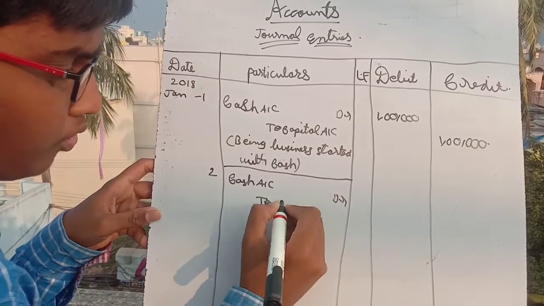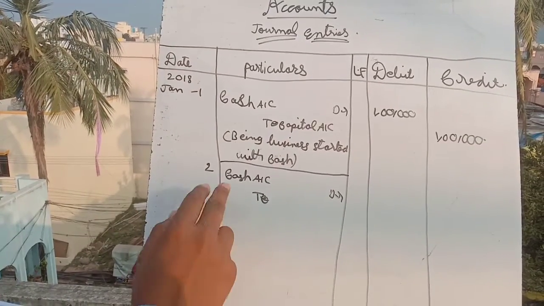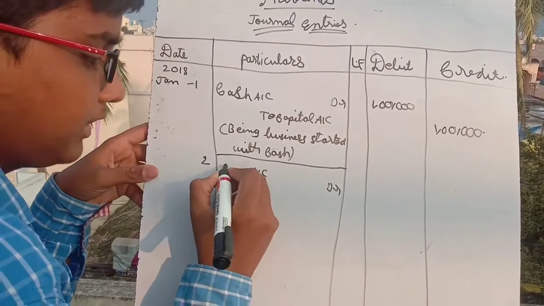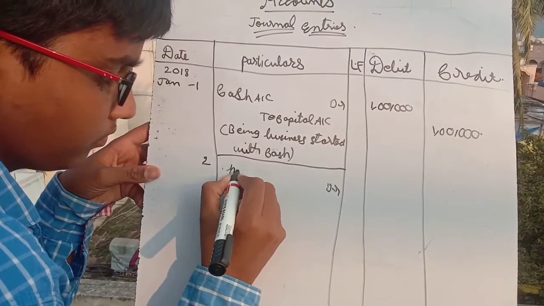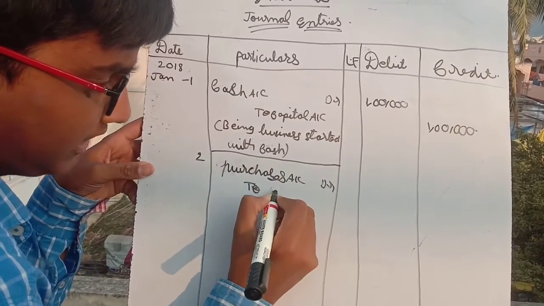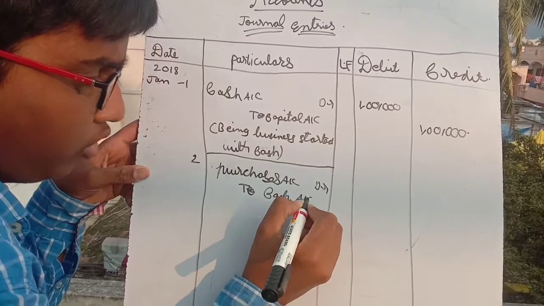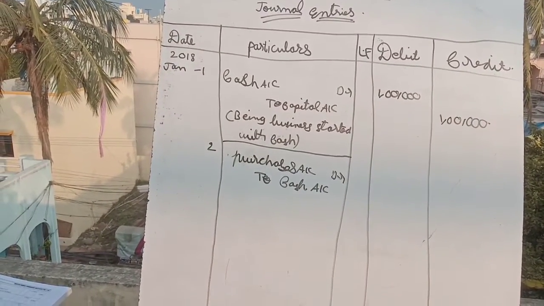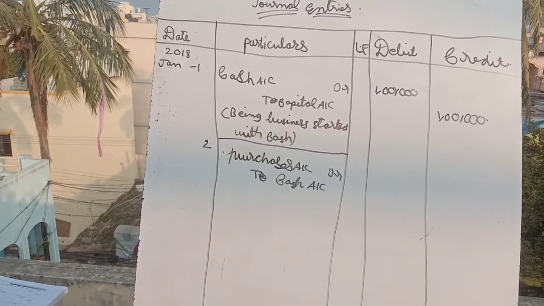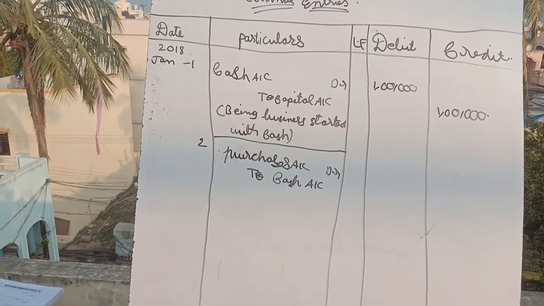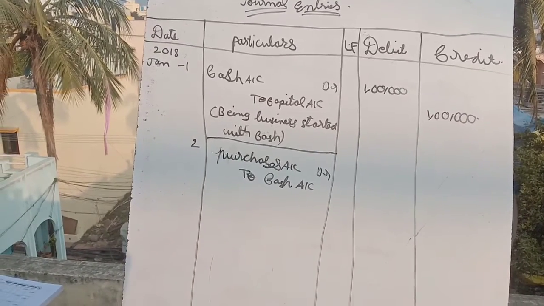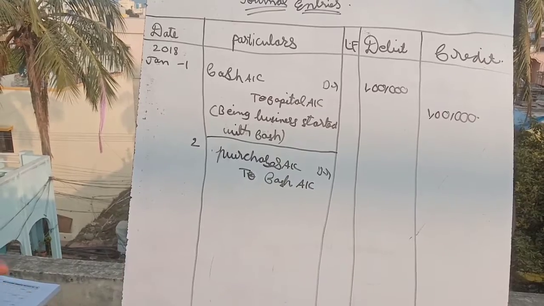To what? Sorry, here cash is going out of the business and goods are coming into the business because we are purchasing, right? So purchase account debtor to cash account. Here goods are coming into the business. Goods are represented with 4 accounts: purchase account, purchase returns account, sales account, sales returns account. If goods are coming into the business, we will write purchase account. If goods are going out of the business, we will write sales account. If someone returns goods to us, then we will write sales returns. And if we return goods to someone, then we will write purchase returns account.